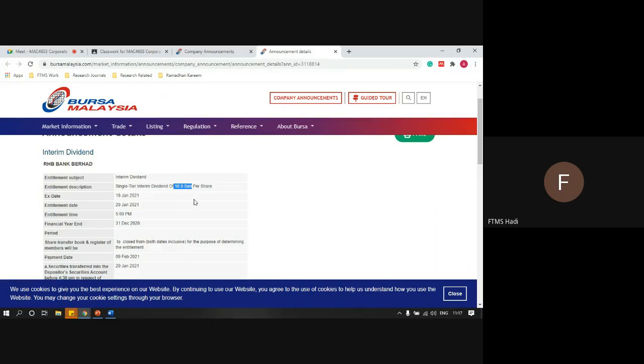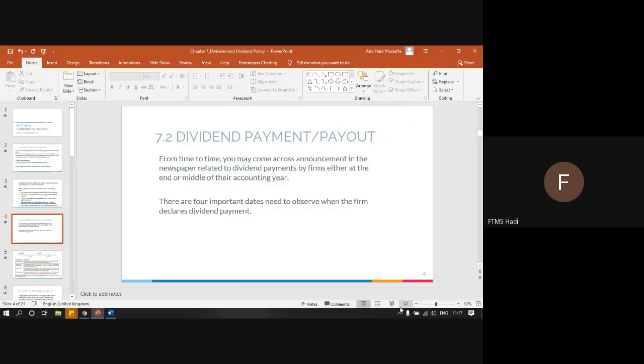Imagine if you invested 100, okay, 100 shares, that means you will receive 1,000. Okay, that's some overview. Let's have a look at this one.